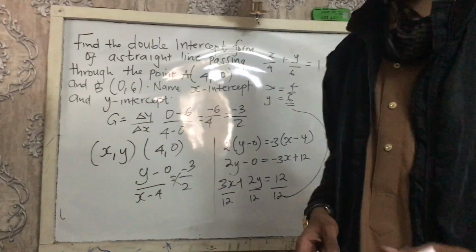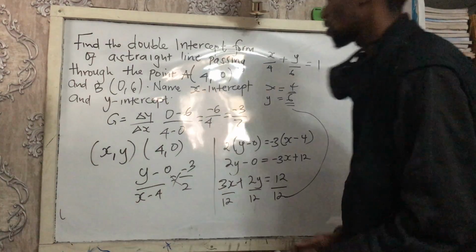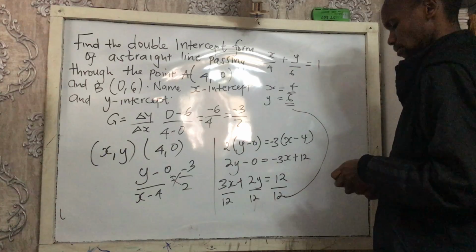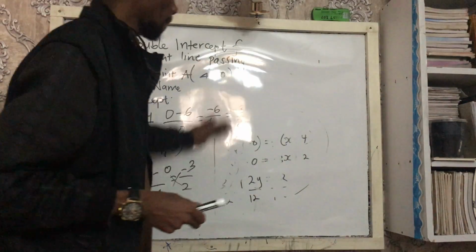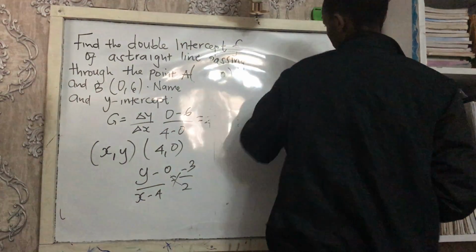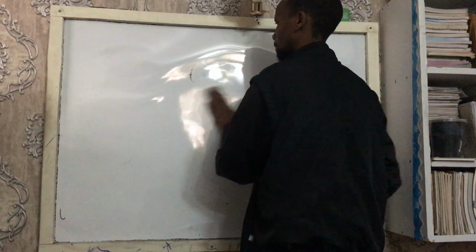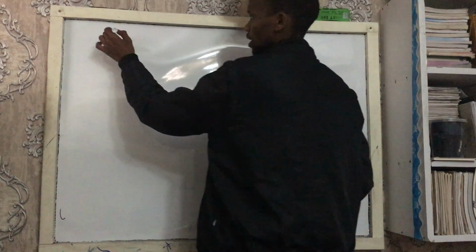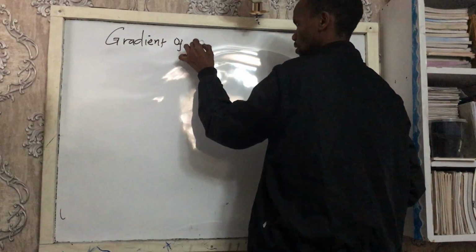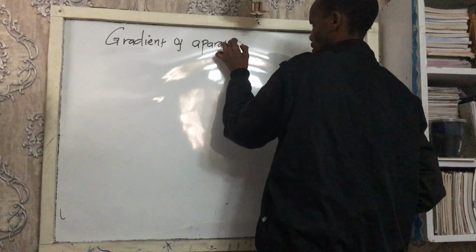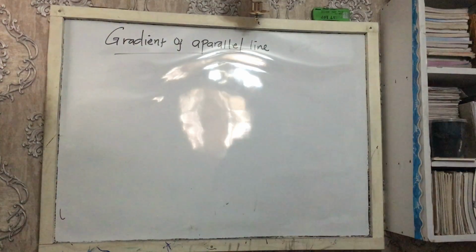The next thing we are coming to is gradient of a parallel line. The gradient of a parallel line. Now, still problem? So gradient of a parallel line. The gradient of a parallel line is what? The question says what?